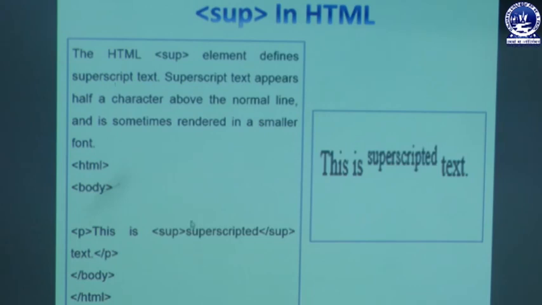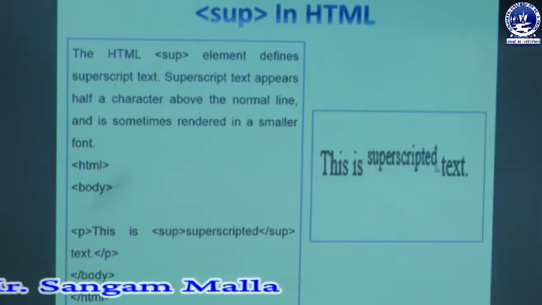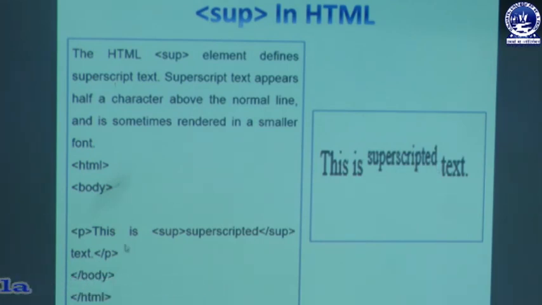So now we will be moving to SUP tag. So the HTML SUP element defines superscript text. So the superscript text appears half a character above the normal line and is sometimes rendered into a smaller font. That means the superscript is the vice versa of subscript. That means it is the complement of subscript. So whenever we are emphasizing any text with a sub text, it has been written in the lower part, but whenever we are defining any text with the superscript format, it should be above the text level. So you can see the superscripted word has been superscripted by the SUP tag.